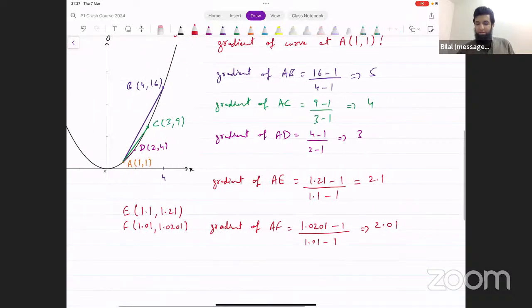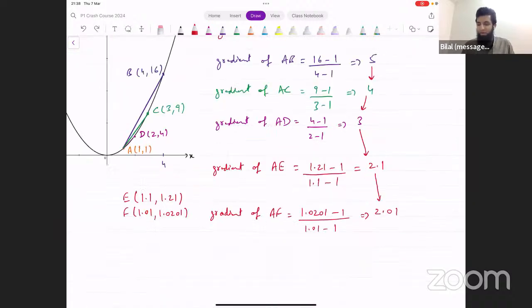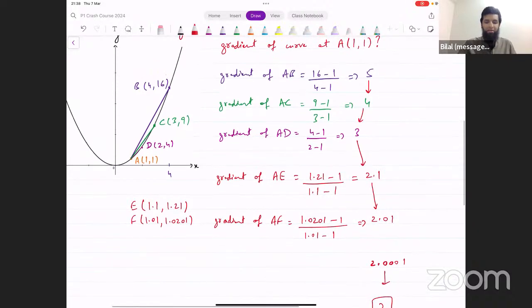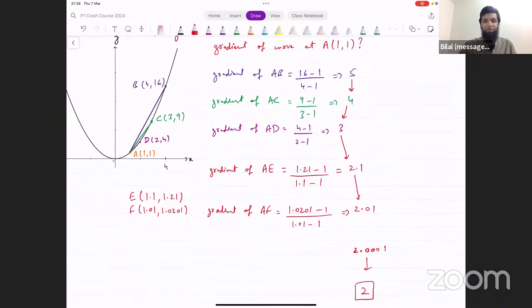So now you can see the pattern. Where do you think the gradient is going? It's getting smaller and smaller, and as it gets close to 2, it's not changing much now. From 3, it went to 2.1, and then from 2.1, it went to 2.01. If you were to take another point after that, it would be something like 2.0001. So this gradient seems to be reaching some value, and in this case, it's basically 2. So the gradient of the curve at this point A is actually going to be equal to 2.